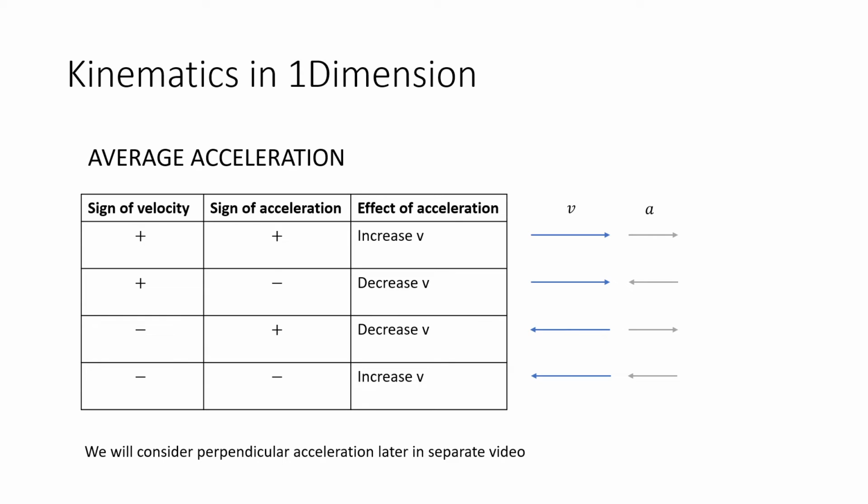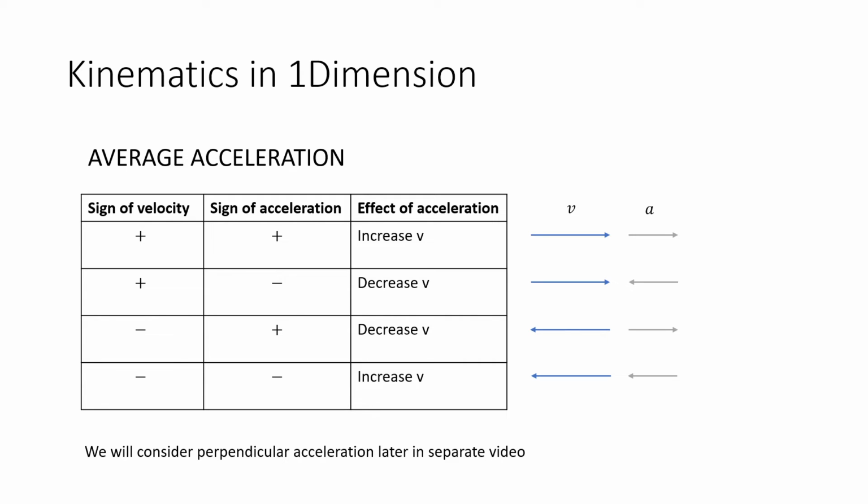Now the same argument is true for the other cases, and from the table here we can notice that when the sign of the velocity is the same as the sign of the acceleration, then the effect of the acceleration is to increase the velocity, whether both of them are positive or negative depending on how we define them on the axis.